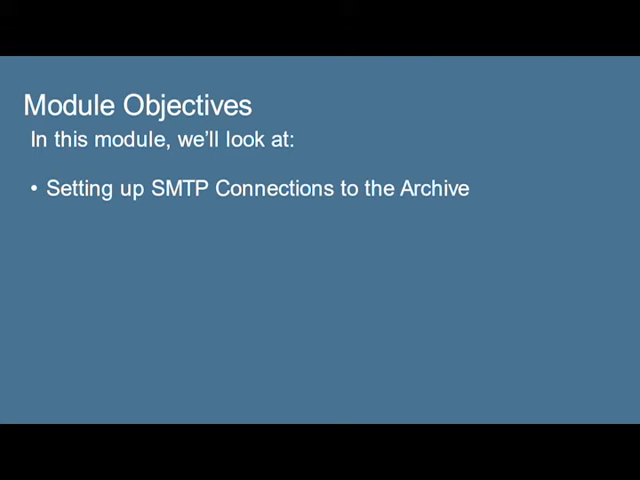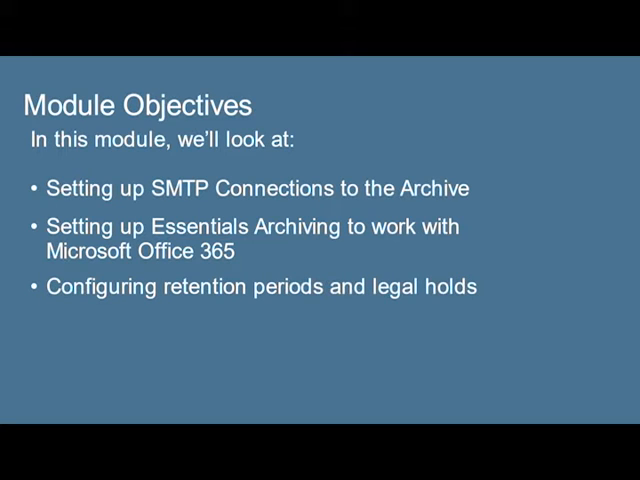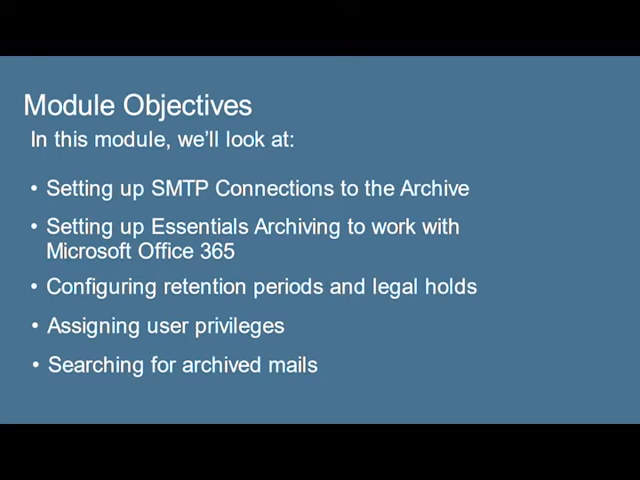We'll look at setting up SMTP connections to the archive, setting up Essentials archiving to work with Microsoft Office 365, configuring retention periods and legal holds, as well as assigning privileges to users, and how to search for archived mails.